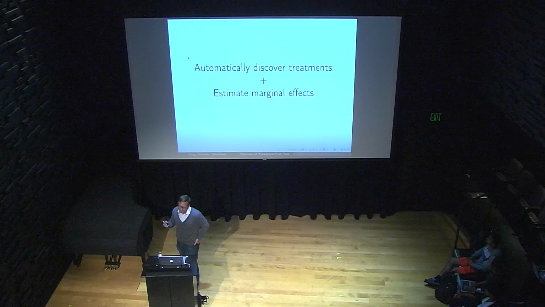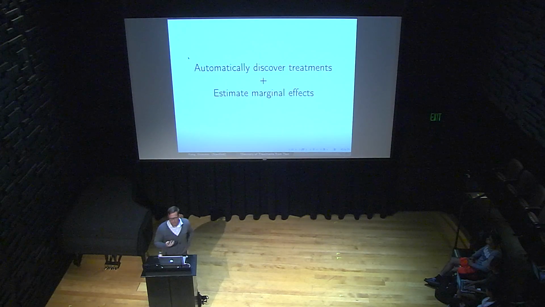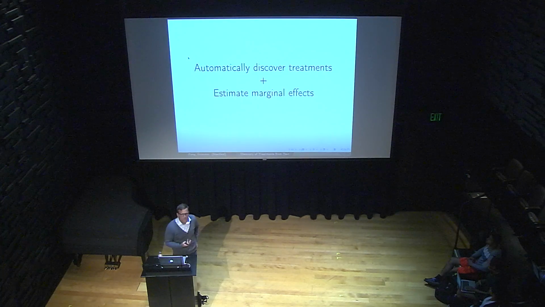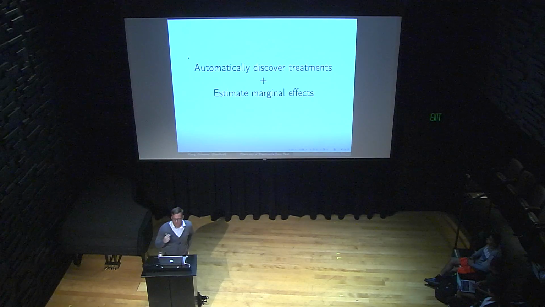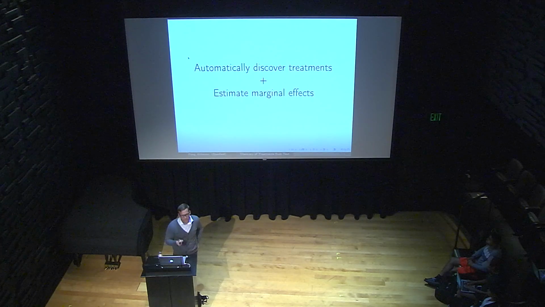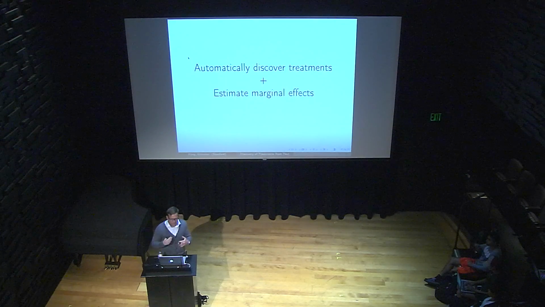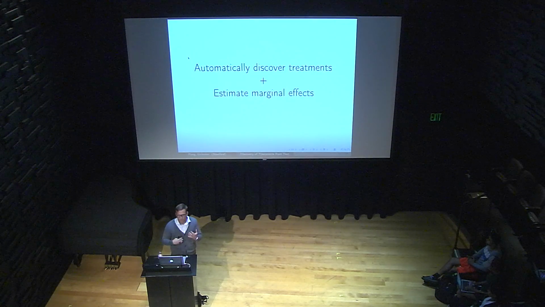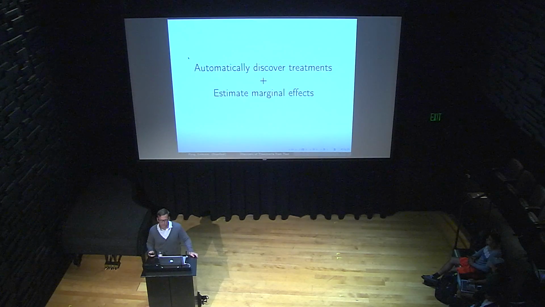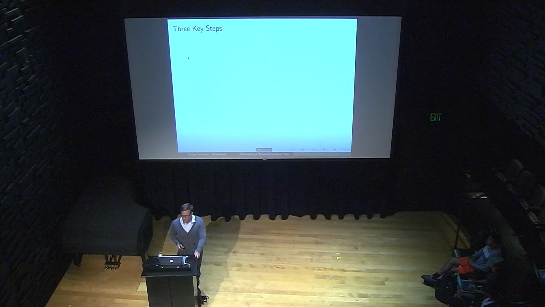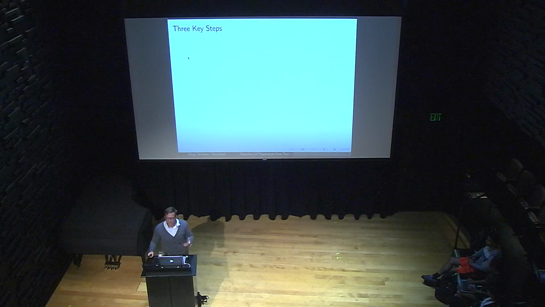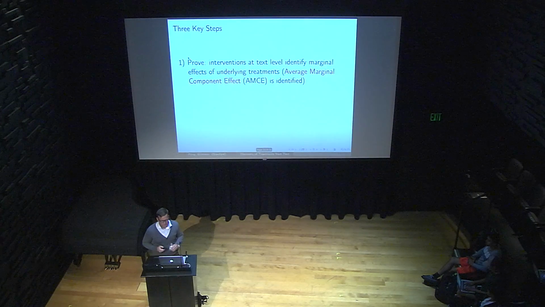And so the procedure that I'm going to describe is going to allow us to both automatically discover these treatments and credibly estimate their marginal effects, and do this in a way that's going to insulate us from concerns that we might have about p-hacking or other sorts of discovery issues that one could imagine would come up in any machine learning setting like this. So to do this, there are going to be 3 key steps to the procedure.